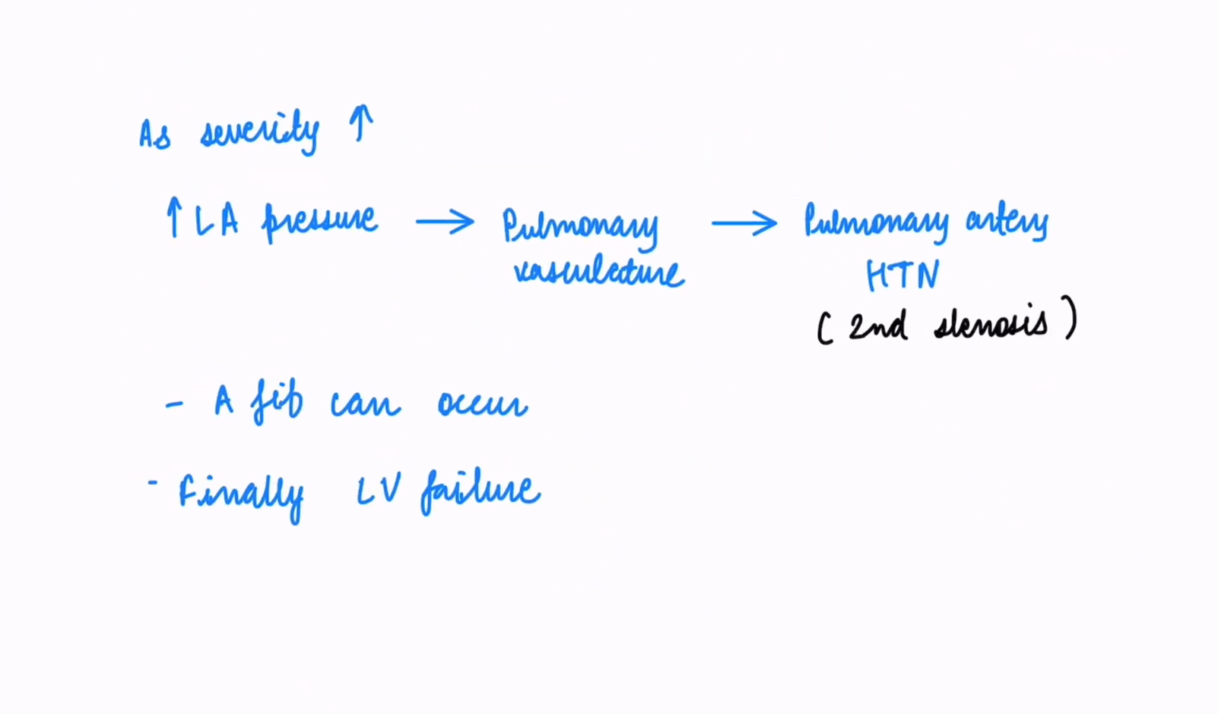Now, as severity of the stenosis increases with time, the left atrium will have to increase its pressure furthermore to maintain the normal cardiac output. This will be transmitted back into the pulmonary vasculature, which will ultimately cause the development of pulmonary hypertension. This is also called the theory of second stenosis.